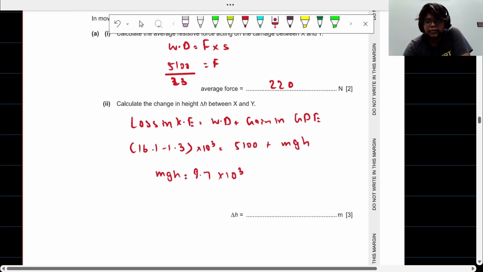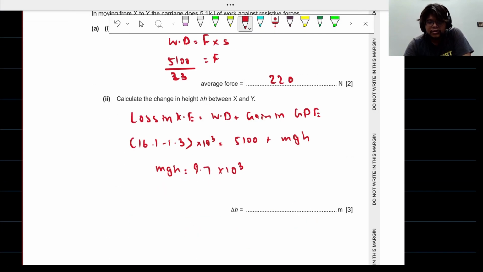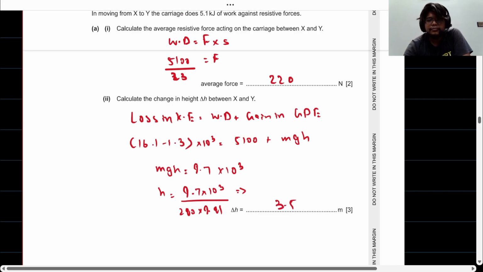So we need to know the mass of the carriage. So that is 280 kgs. Right, so your h would be equal to 9.7 times 10 to the power 3 divided by 280 times 9.81. So this gives us the height. The height is around 3.5 meters, right?